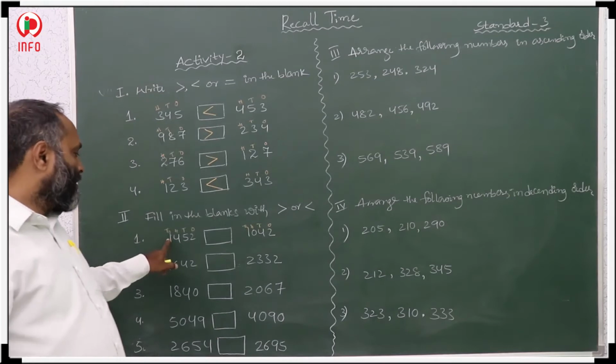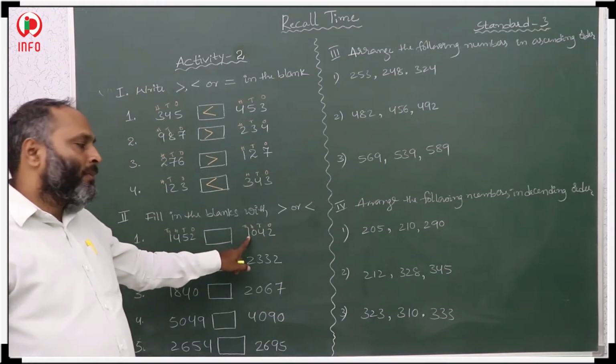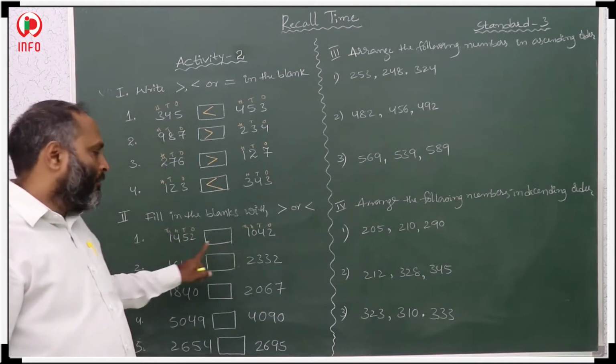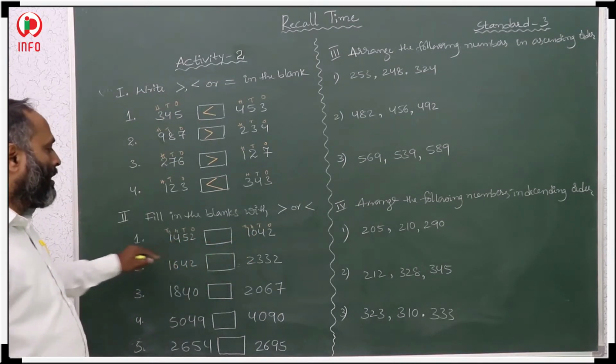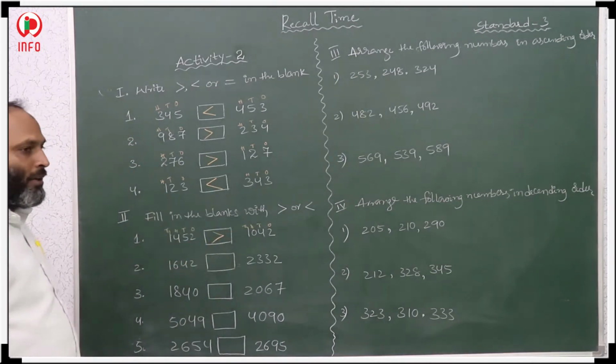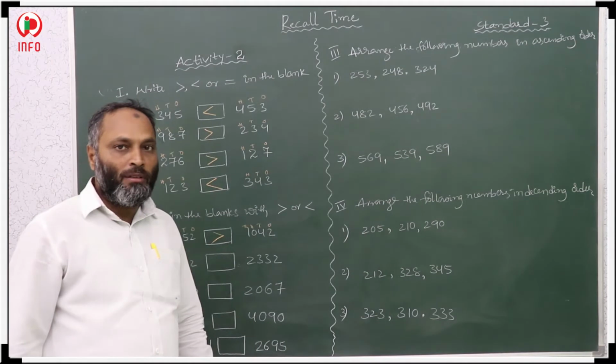In thousands place, 1 is there. Then after that we tally the hundreds place. Here 4 is there, here 0 is there. 4 is bigger, so this one is bigger. Means 1452 is greater than 1042.